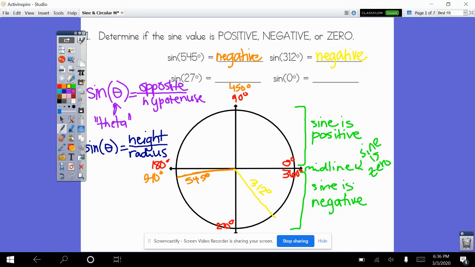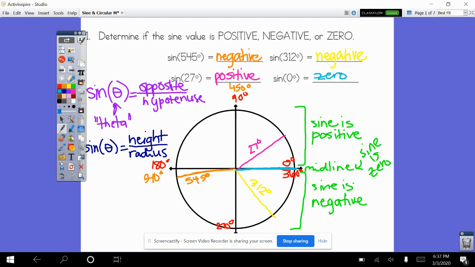Sine of 27 degrees. 27 degrees is between 0 and 90, right around here. So since this is above the midline, the height is positive, so sine is positive. And then lastly, sine of 0. Well, 0 is right here. It's right on the midline, which means the height from the midline is 0. So this value of sine has to be 0.